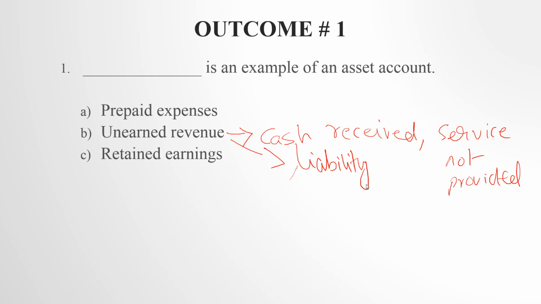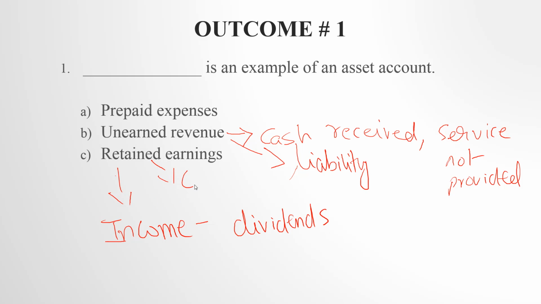Let's look at retained earnings. Retained earnings is all the income that has not been paid out to the owners of the company in the form of dividends. That's the amount of earnings retained in a particular year. Retained earnings can be used to grow the company in the future. It's a part of equity, and therefore retained earnings is not an asset.